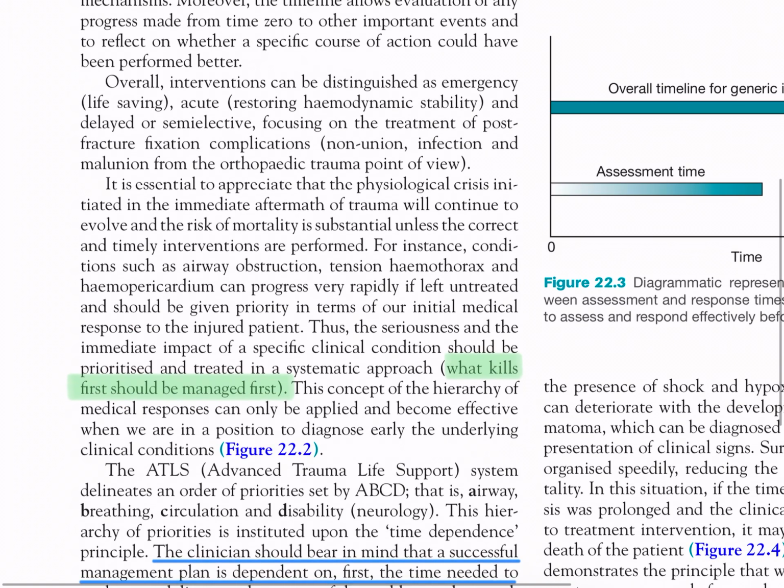It is essential to appreciate that the physiological crisis initiated in the immediate aftermath of trauma will continue to evolve and the risk of mortality is substantial unless the correct and timely interventions are performed. For instance, conditions such as airway obstruction, tension pneumothorax, and hemopericardium can progress very rapidly if left untreated and should be given priority in terms of our initial medical response to the injured patient. Thus, the seriousness and the immediate impact of a specific clinical condition should be prioritized and treated in a systematic approach. What kills first should be managed first.